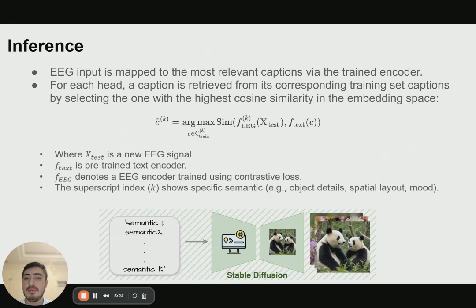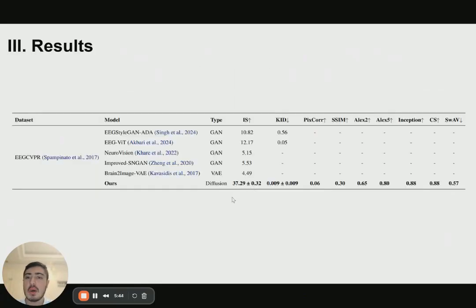So per semantic level, we will find the caption which is closest to our EEG, and we will call that C hat. We will choose the ones that get the highest score, and then we will concatenate them and give them to a text-to-image pipeline. So here are some results.